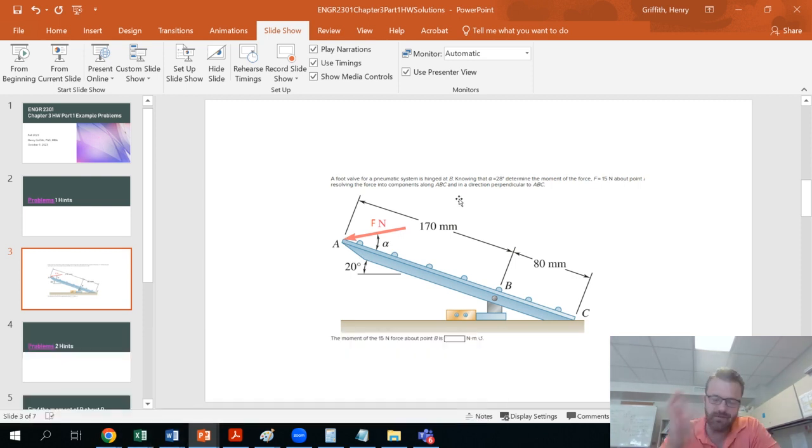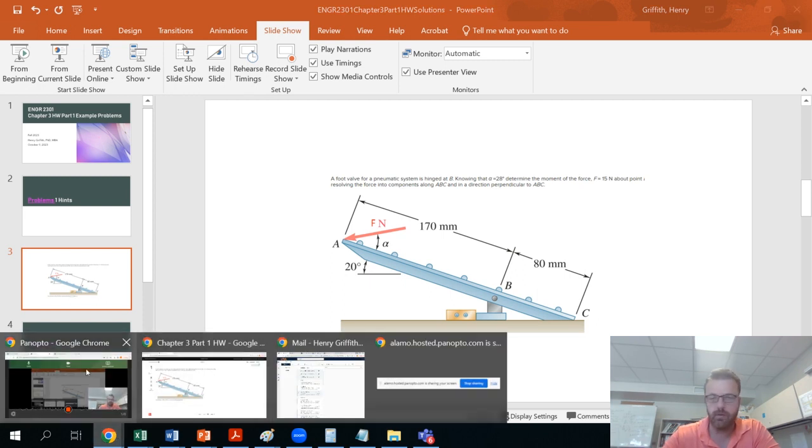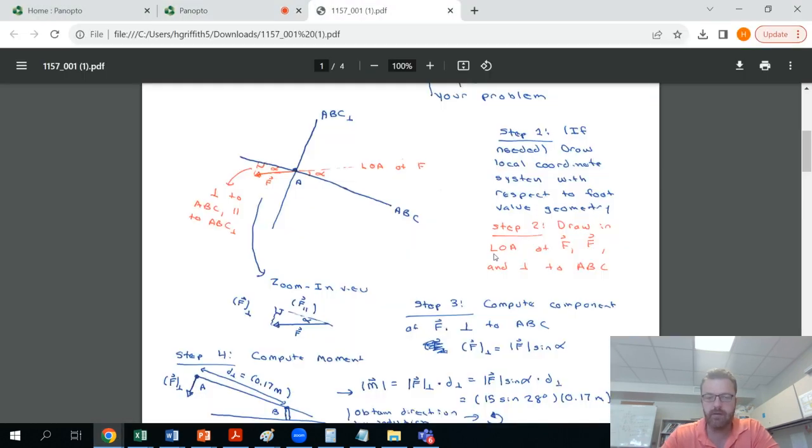Hopefully you can see, I'm going to show you a detailed solution, but this is pretty easy because if you look at the underlying geometry and just drop a perpendicular here, the perpendicular component of the force is going to be related to the magnitude times the sine of that angle. Remember though, it's applied at point A, and then that perpendicular distance will just be the distance from point A to point B, which is 170 millimeters, or in SI units, 0.17 meters. So how do we go about doing it?